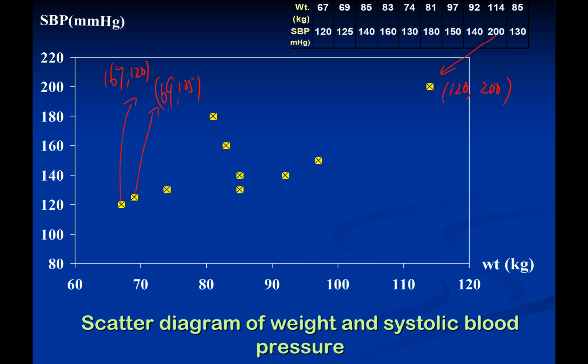It's very easy to do in any technology or software. I'm going to show you later how to create a scatter plot in Excel. So in this scatter plot, as you can see, as the weight increases, then systolic blood pressure tends to increase. So this is what we call a positive or direct correlation between those two variables.